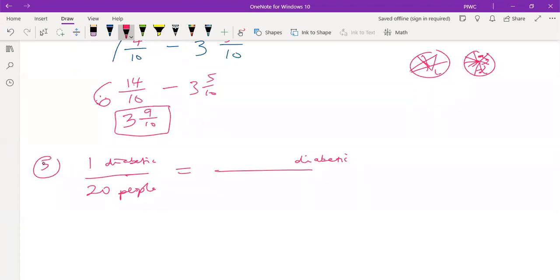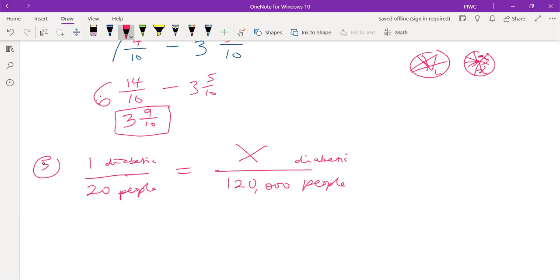So I need to have diabetic persons here, and then the people should be here. The units should match. So what is missing here? In a city of 120,000 people, so this is the number of people here. How many do you expect to be diabetic? We don't know, so I can put X. So you set up your proportion nicely.